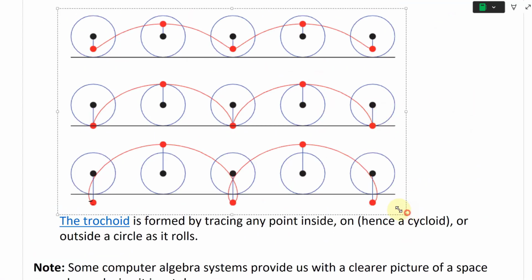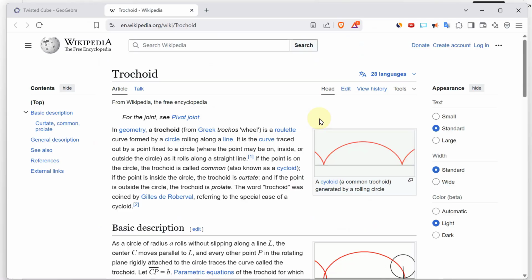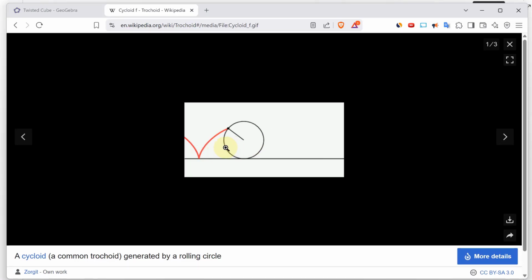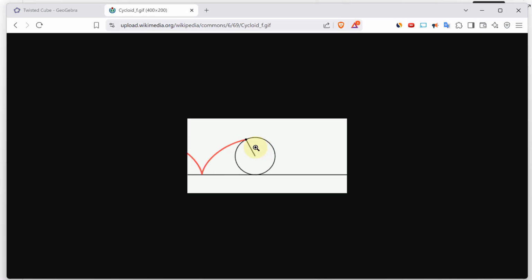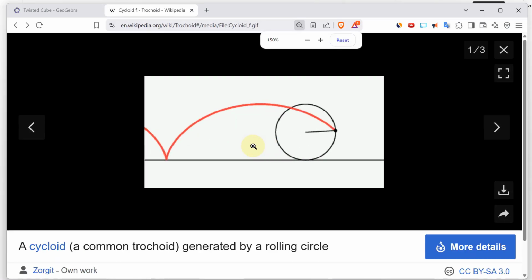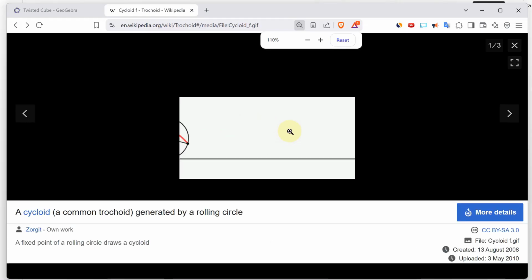All right, so here's the trochoid Wikipedia page. This is illustrated in animation form. There's an animation right here. There's a cycloid. It's at the point like that, and it goes straight on it like that. So pretty cool stuff. That's a cycloid, just tracing a point on it. And we go to the next one.